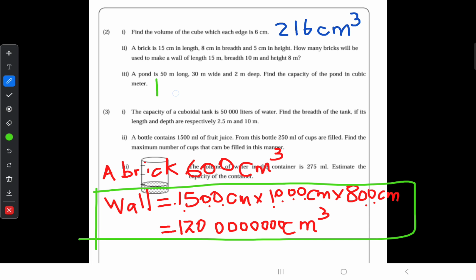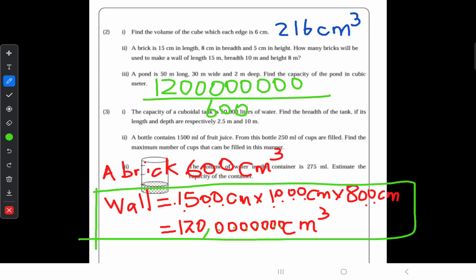120, and there are 7 more zeros. We have to divide this by the volume of a brick, that is 600. We will simplify this. It's just a division. Here the major thinking is that you have to convert meters into centimeters. If you did that, the remaining stuff is very easy.